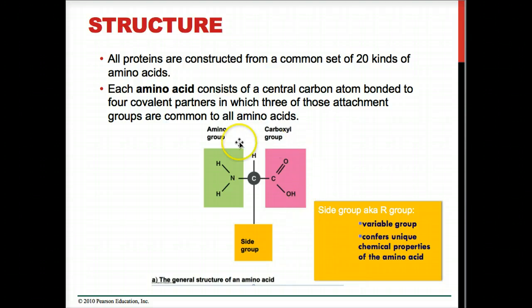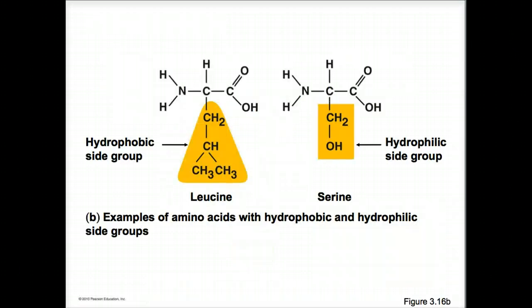So again, this portion right here is exactly the same in all amino acids. The only thing that differs in an amino acid is this. This is what makes them all special. So what type of properties do those side chains have? Well, let's look at these 2 examples. Notice both of these amino acids have central carbons. They both have amino groups on the left side. They both have carboxylic acid groups on the right side, but they have different R groups or side chains. Leucine and serine, these are just 2 different examples of amino acids.